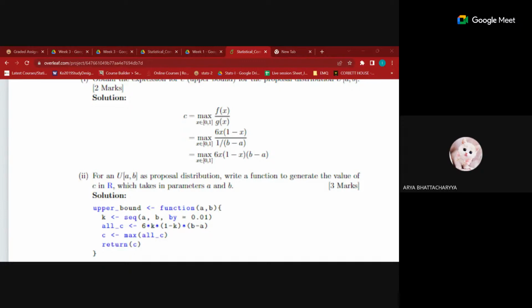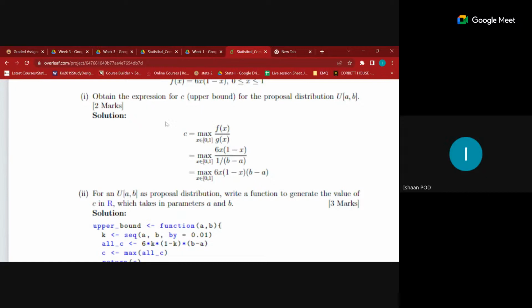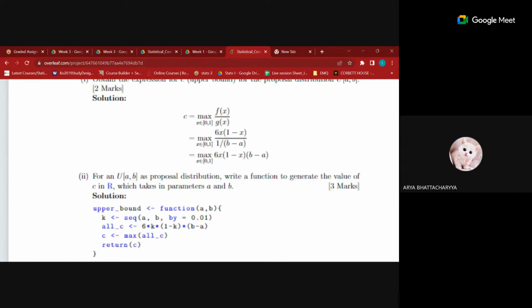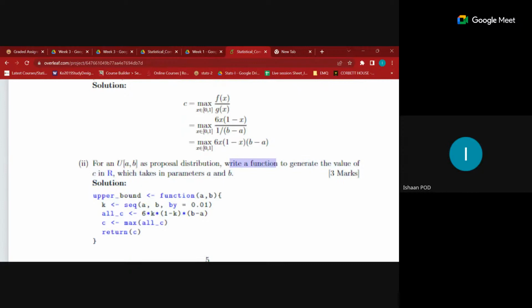So here, in the first part, you need to obtain only the expression, right? In this expression, there is nothing like this, right? You need to plug in f(x) and g(x) only, right? Yeah, this expression is fine. But for the second part, we need to take the log, then differentiate, and then take the second derivative as well, right? So that you do not need to do. You can write a function. We have asked you to write a function to generate the value of r. We have asked nothing to derive analytically or something. You just need to write a function.